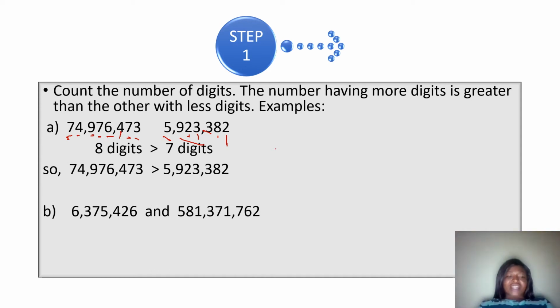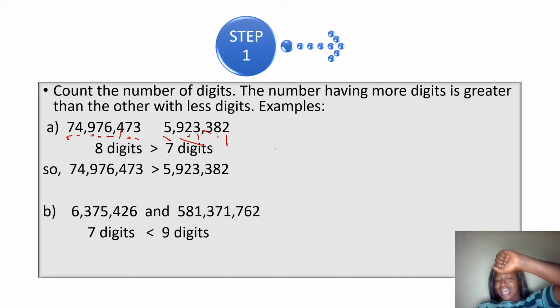We have 6,375,426 and 581,371,762. So we are going to count the digits again. When we count the digits, we will see that the left hand side has 7 digits, and the right hand side has 9 digits. So which number has more digits? The 9 digits is more than the 7 digits. So 7 digits is less.